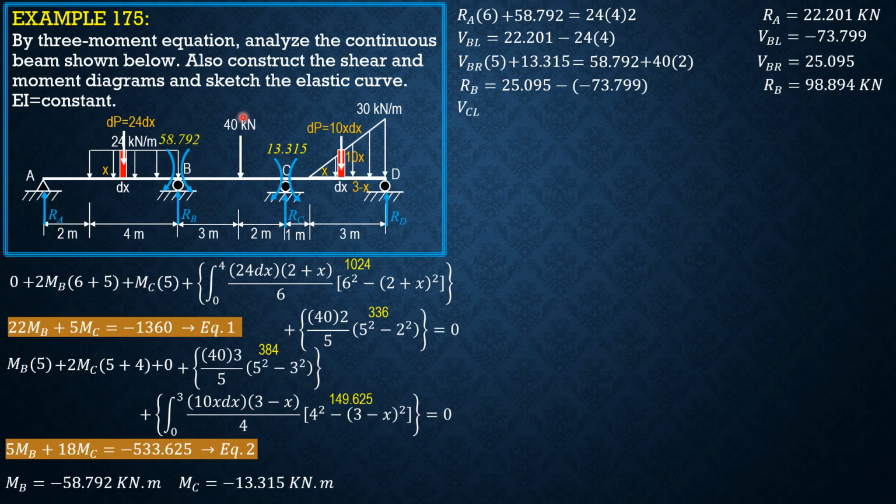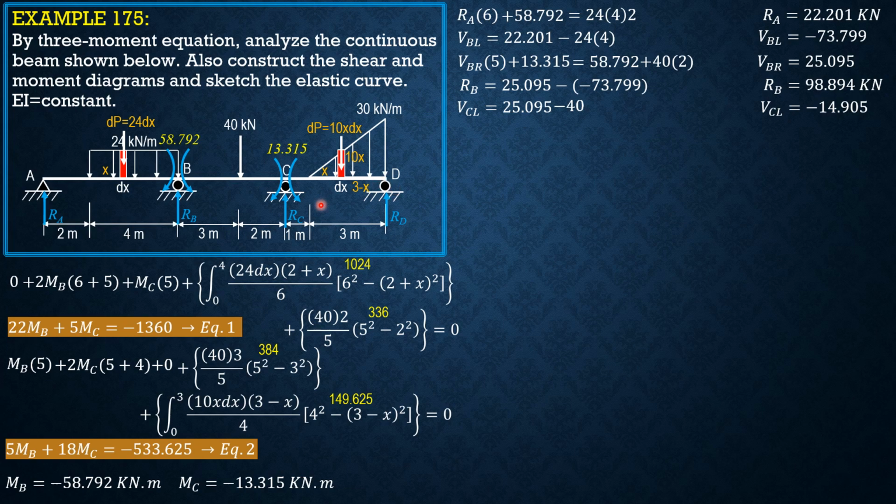Then for shear at C just to the left, which is downward positive again, it is shear at B just to the right minus 40. So shear at C just to the left is 25.095, shear at B just to the right, minus the only downward load, which is 40. So shear at C just to the left is negative 14.905 kilonewtons.